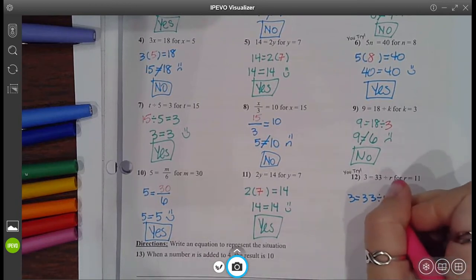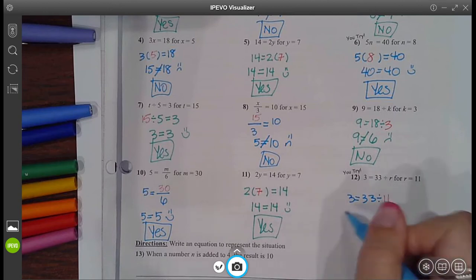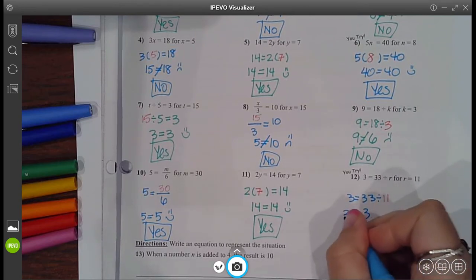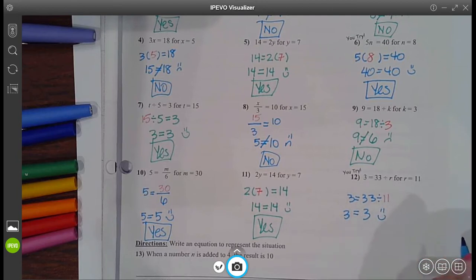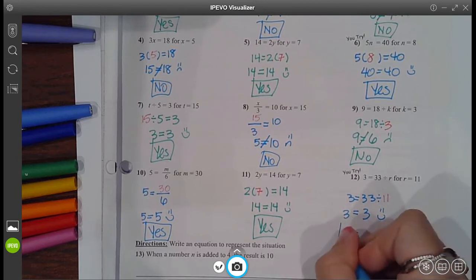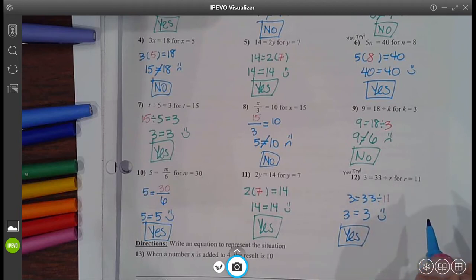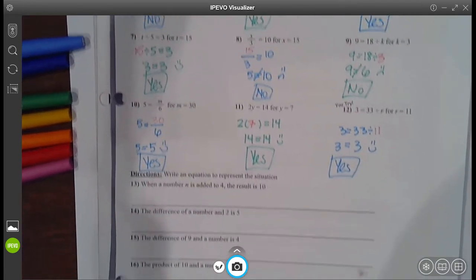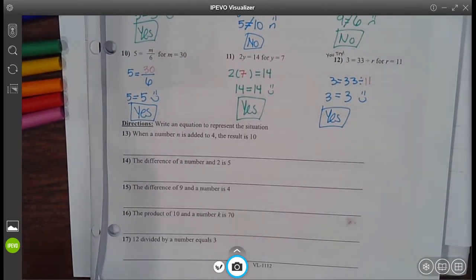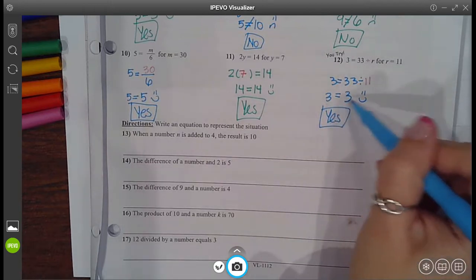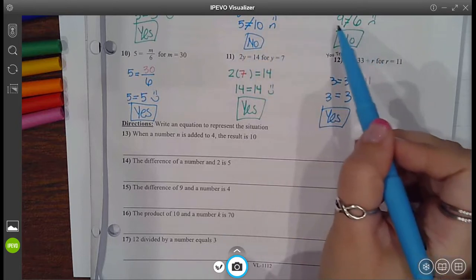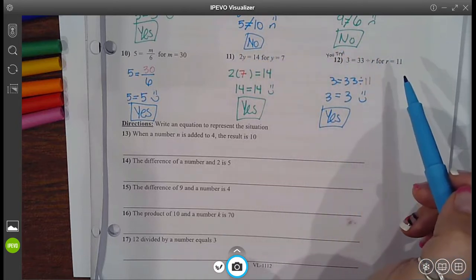And when you came back to check it, hopefully you wrote it like this. And then 33 divided by 11 is 3. Bring down that equals 3. That ended with a true statement. So yes, 11 was the correct solution for this problem because it ended in a true statement. And that's all there is to it. If they ask you to determine whether or not a given value is a solution, you just substitute it in. If it ends in a true statement, then yes, it's a solution. If it ends in an untrue statement, then no, it's not a solution.